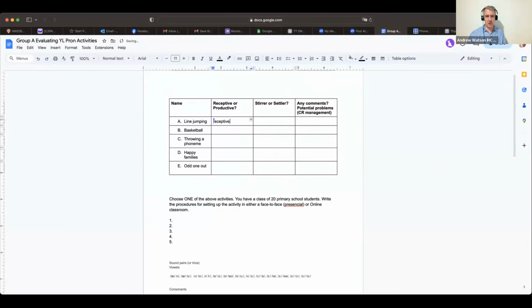Do you think it's a stirrer or a settler? It's a stirrer. Yeah, why? Because they are going to move. They're jumping around, aren't they? Yeah, they're jumping from side to side.